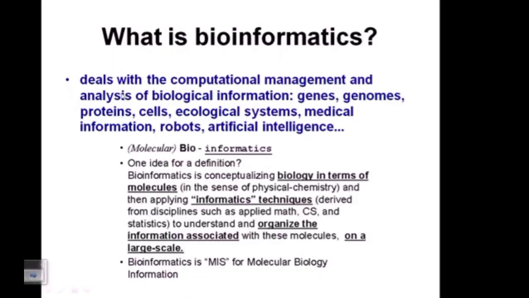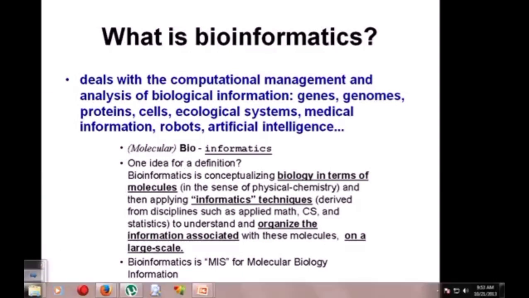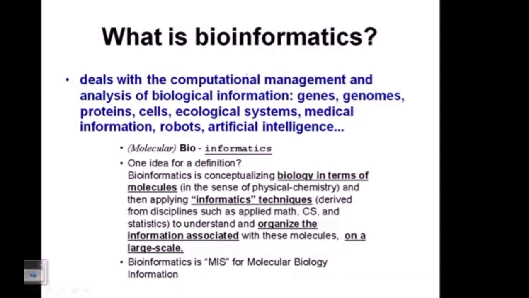So bioinformatics deals with the computational management and analysis of biological information. Biological information means genes, genomes, proteins, cells, ecological systems, medical information, robotics, and all these things together. An easy way to understand bioinformatics is that it is a perfect combination of computer science as well as biology. It's a marriage between biology and computer.